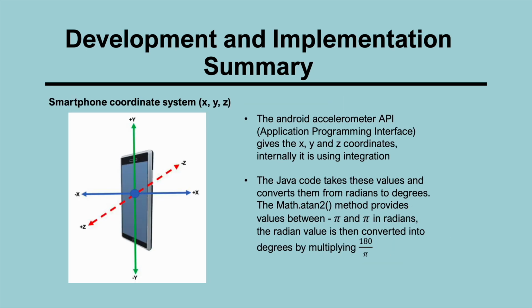This is also a very important aspect of the app. The phone uses Cartesian coordinates, which is X, Y, and Z, and the Android accelerometer application programming interface gives the X, Y, and Z coordinates. Internally, it is using integration, and the Java code takes these values and converts them from radians to degrees. The Math.atan2 method provides values between -pi and pi in radians, and the radian value is then converted into degrees by multiplying by 180 over pi. This is basically a simple explanation of how the app records angles.